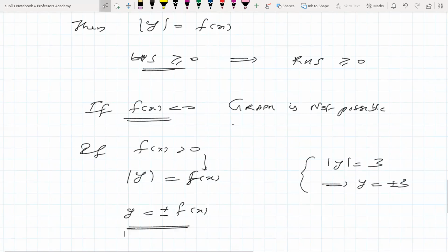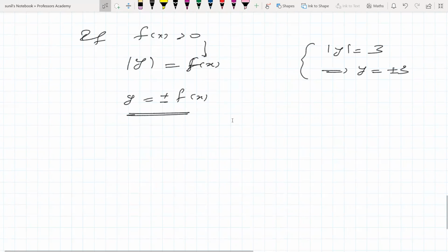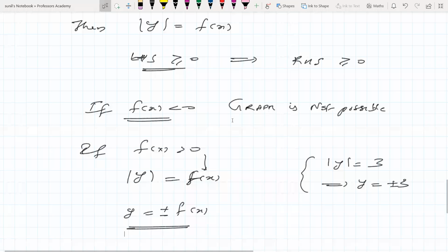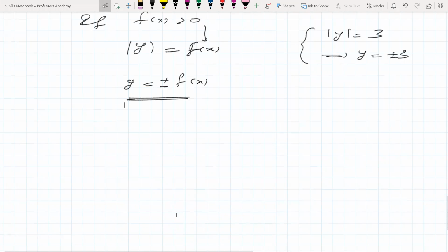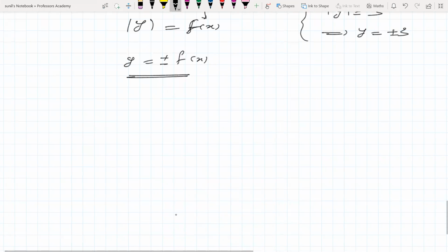So this is the way we are going to do the graph. Whenever f(x) becomes positive, you should remember we want to draw the graph of y equal to plus or minus f(x). That is the situation. Now, let me tell you, if y equal to sin x is given, how to find out the graph of mod y equal to sin x? This is what we are going to discuss now.